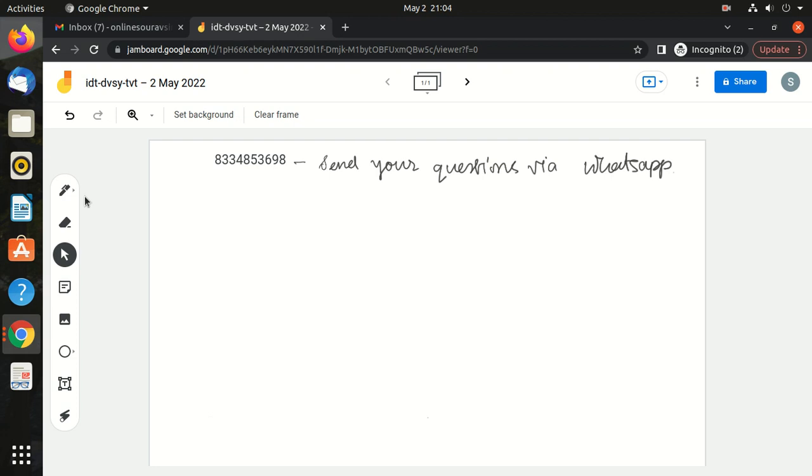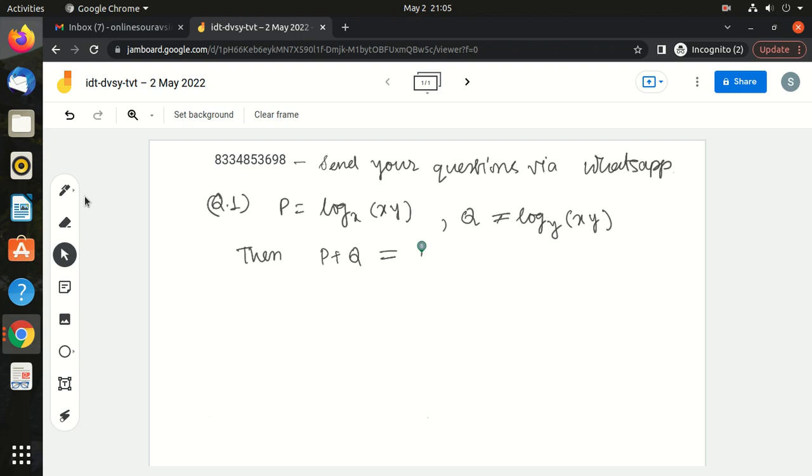So the first question is question number 1. P equal to log x of xy, Q equal to log y of xy. Then P plus Q equal to what? This is the question. So P plus Q equal to what?